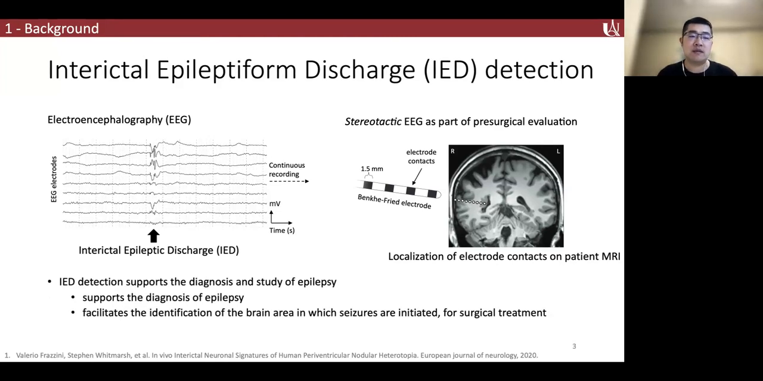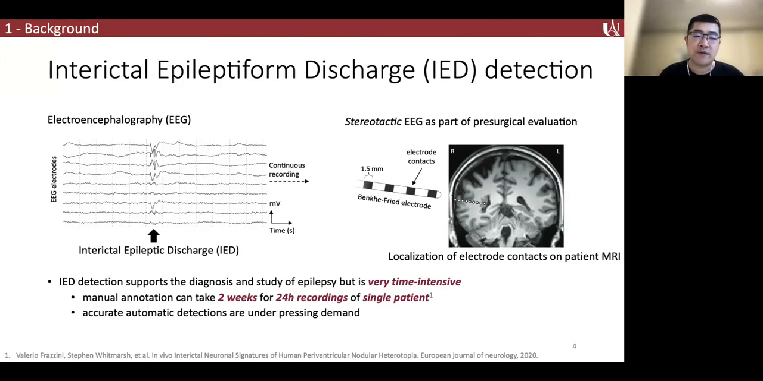The detection of IED can help the diagnosis and study of epilepsy. Moreover, if we can successfully detect the IED patterns, it can help facilitate the identification of the brain areas in which the seizures were initiated. This can serve as a further indication for the clinicians to conduct surgery or treatment.